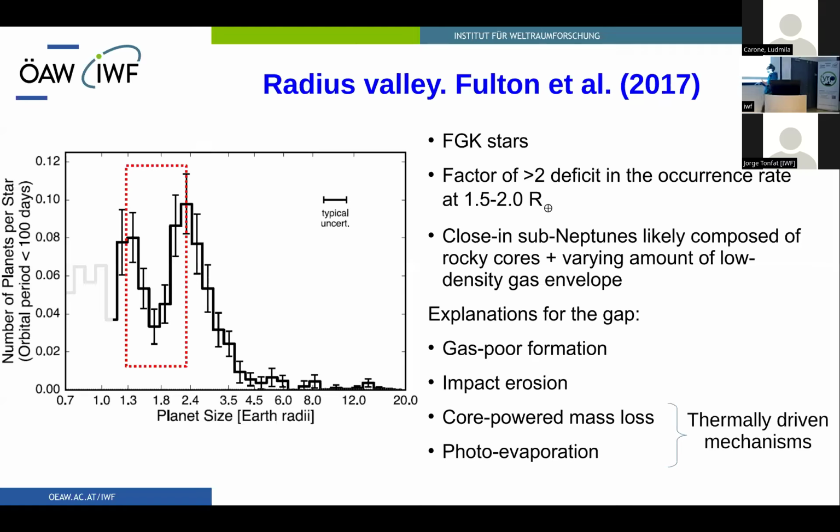There are also other possibilities in some cases, such as impact erosion, so catastrophic events of collisions with other bodies that release lots of energy so that the atmospheres run away. Another possibility is mostly related to the formation. If the planet is formed in a gas-poor environment, then it has no possibility to accrete the envelope, and so its size may reach up to 1.5 Earth radii.